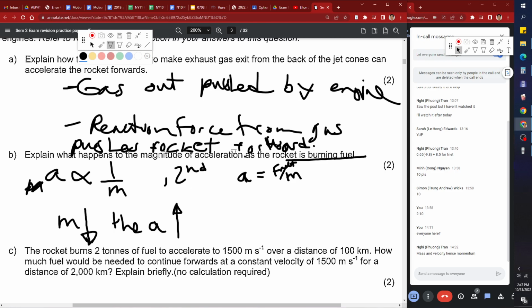Okay, so according to Newton's second law, the acceleration is directly proportional to the inverse of the mass, so that as you burn fuel, the mass reduces, and therefore the acceleration increases.